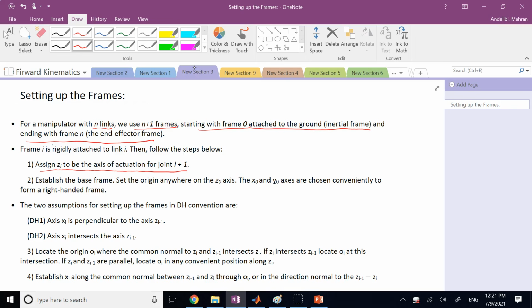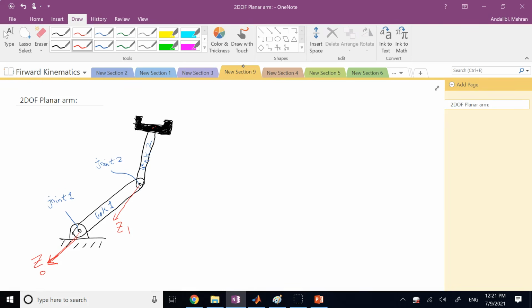Now the next step says that for the base frame, frame 0 (x0, y0, z0), the origin and the direction of x0 and y0 are just arbitrary. Origin O0 can be anywhere on Z0, and the directions of x0 and y0 are chosen conveniently as long as they are a right-handed system. So I can select my origin to be anywhere along Z0. It can be exactly at the joint point, or I can take it out of the plane and put it somewhere with some offset from the plane.